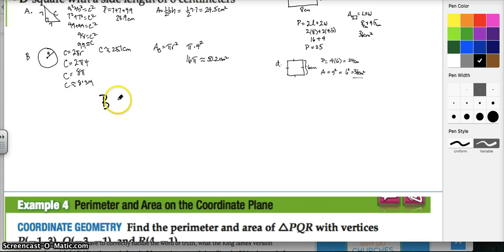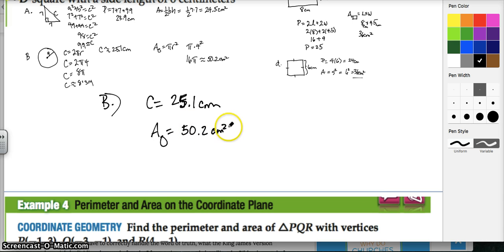And we recall that in part B we got that the circumference, which is the same as the perimeter, used 25, let me try to write that a little bit better, 25.1 centimeters of cording, and the area of that circle gave us 50.2 centimeters squared.